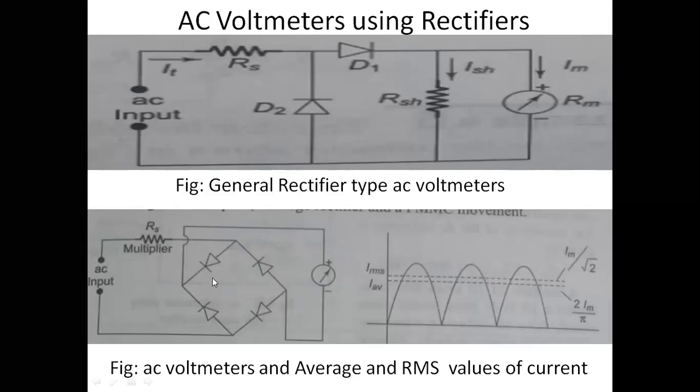Here this is a bridge rectifier circuit, which converts AC voltage into DC voltage. The DC voltage will be applied to the meter, and due to the flow of the current, the meter will reflect it, and that value will indicate the AC input voltage. But in the case of DC voltage, the DC voltage is not equal to the AC.